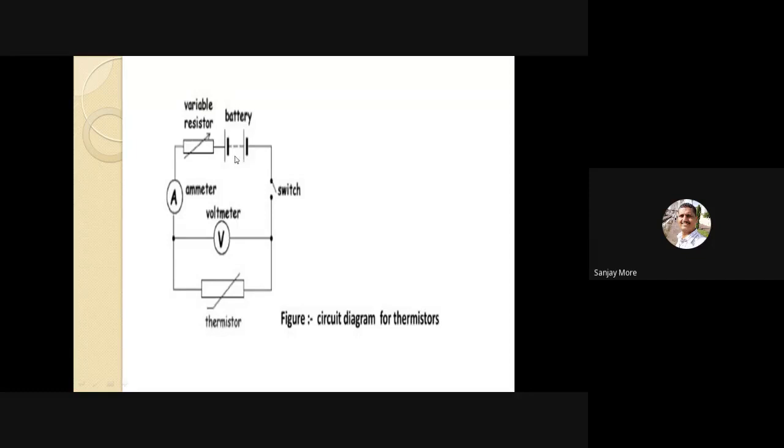The battery supply is connected to the variable resistance, and this variable resistor is heated. This heated resistance is connected to the ammeter, and the ammeter is connected to the voltmeter. The voltmeter works as a trimmer to raise and lower the temperature, and the thermistor senses the temperature and displays the measured temperature. Okay.